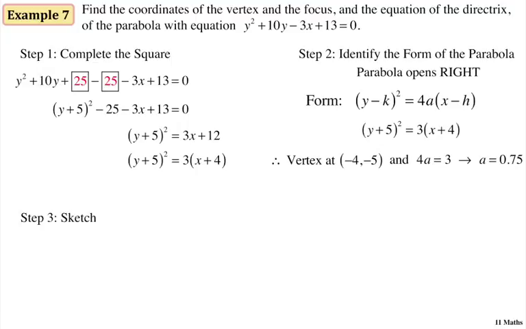Let's draw our sketch. We're drawing a vertex at minus 4, minus 5. That's close enough. It doesn't have to be to scale. I know the parabola opens to the right.